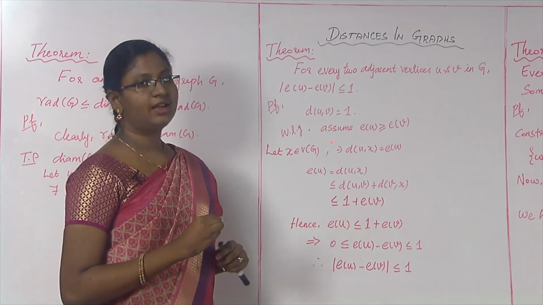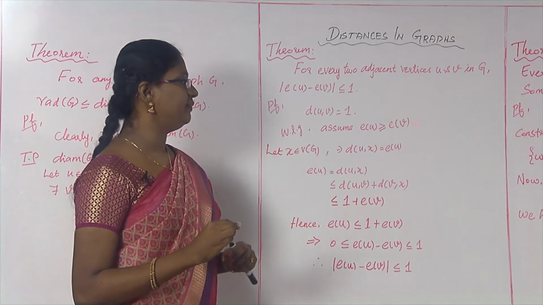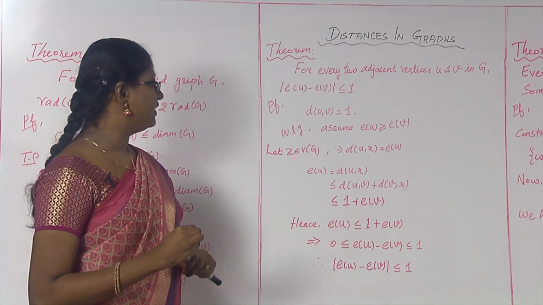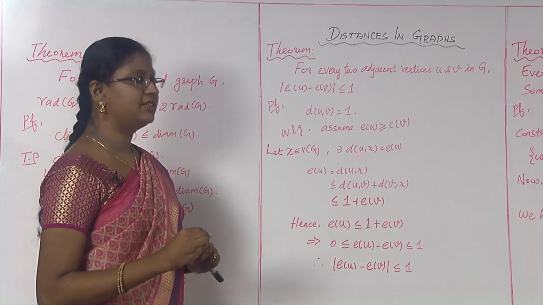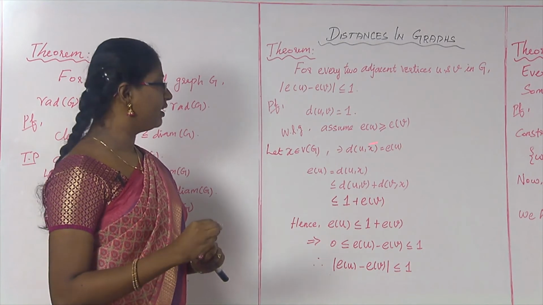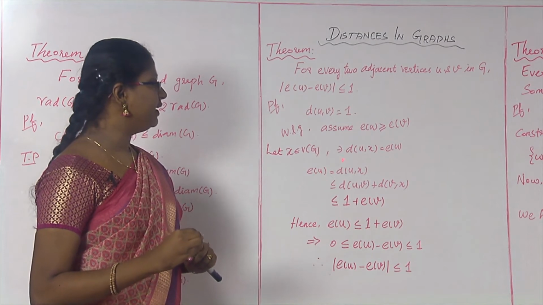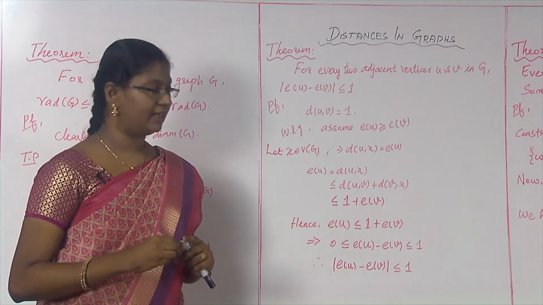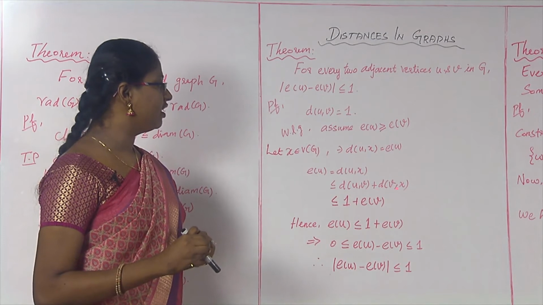With all generality, I am going to assume eccentricity of u is greater than or equal to eccentricity of v, and I am going to consider a vertex x belonging to V of G such that distance from u to x is equal to eccentricity of u. Here I am considering a vertex x. So, if we consider E of u, that will be equal to d of u comma x. Again, d is a metric. By using the triangle inequality, I can write that is less than or equal to d of u comma v plus d of v comma x.